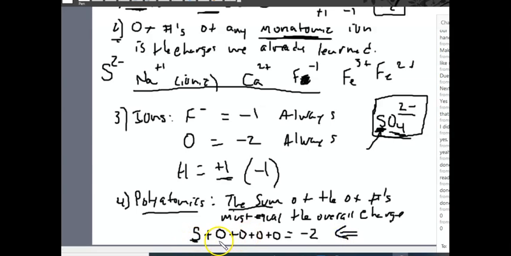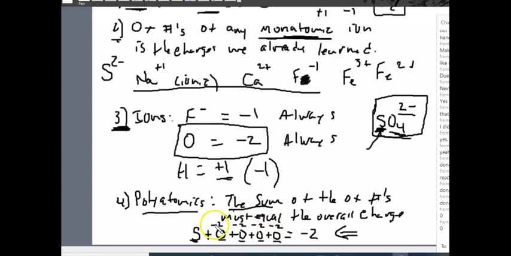Okay, now, the oxygens, we know what these oxidations are from Rule 3. Rule 3 says that oxygen always has a -2 unless it's in an elemental state. Well, in this case, it's not in the elemental state because it's bonded onto a sulfur. So each of these oxygens has a -2 oxidation state because that's what Rule 3 tells me.